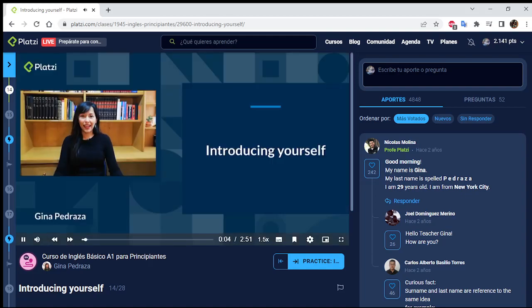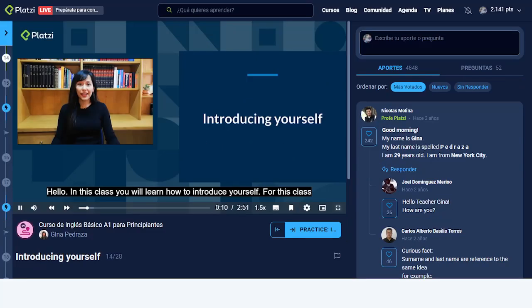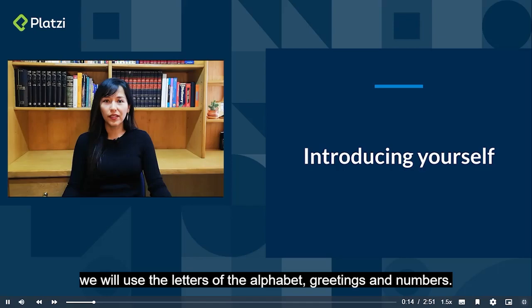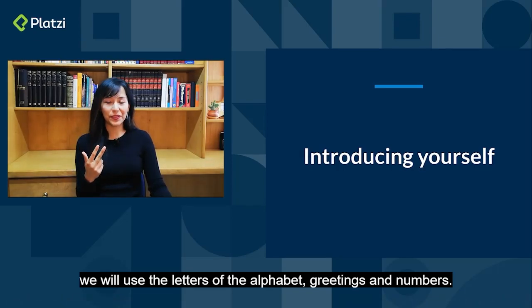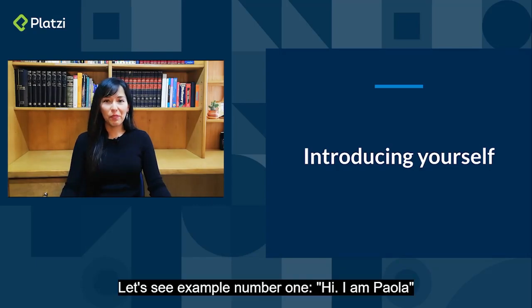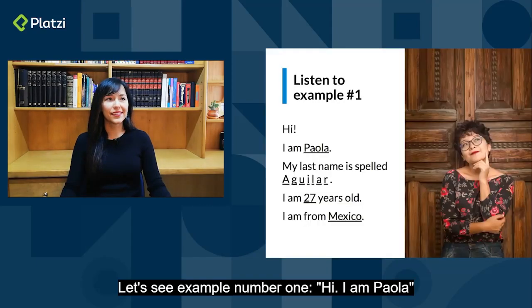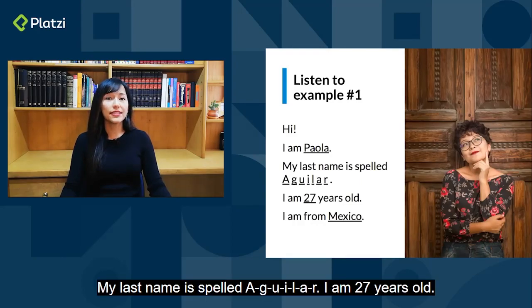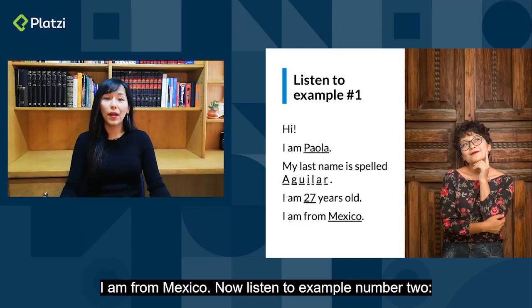Hello. In this class, you will learn how to introduce yourself. For this class, we will use the letters of the alphabet, greetings, and numbers. Let's see example number 1. Hi, I am Paola. My last name is spelled Aguilar. I am 27 years old. I am from Mexico.